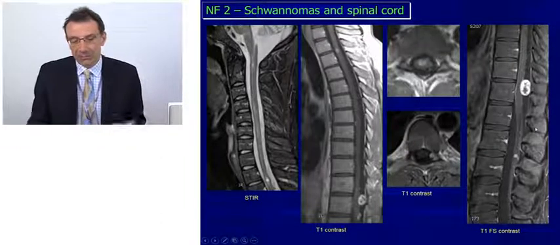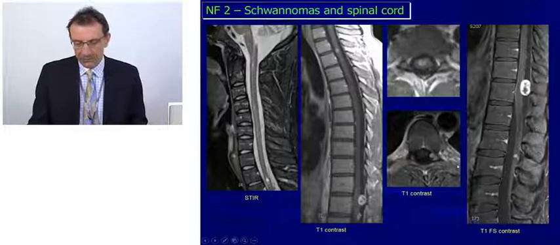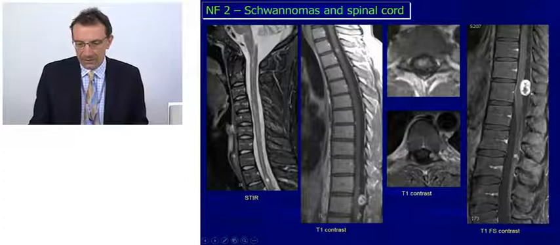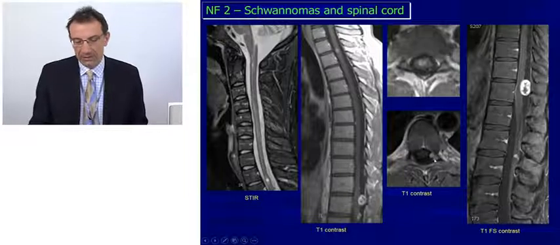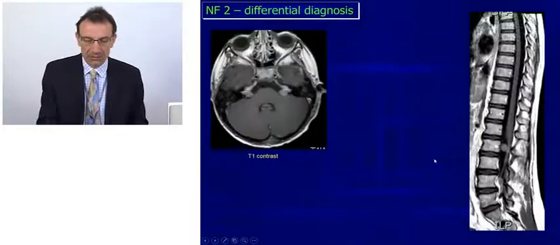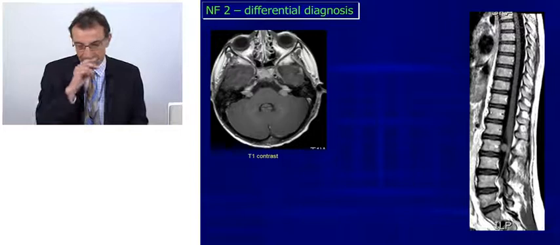And the most useful protocol should be with T1 fat saturated after the contrast. You can see the nice enhancement of this huge schwannoma, and another one quite small in the lumbar region here, and another one also here on the transversal plane. So those are the most useful sequences.